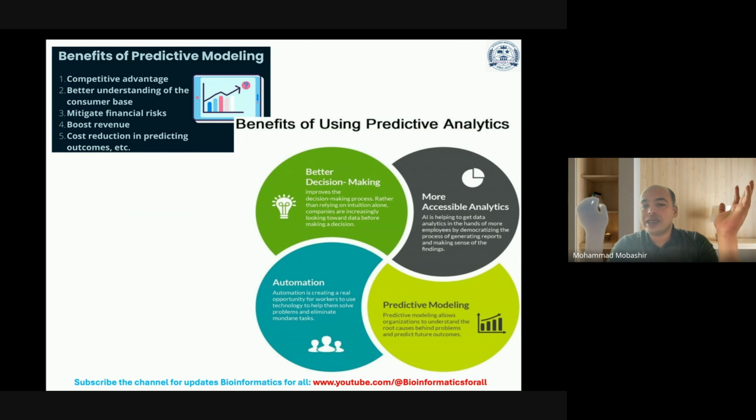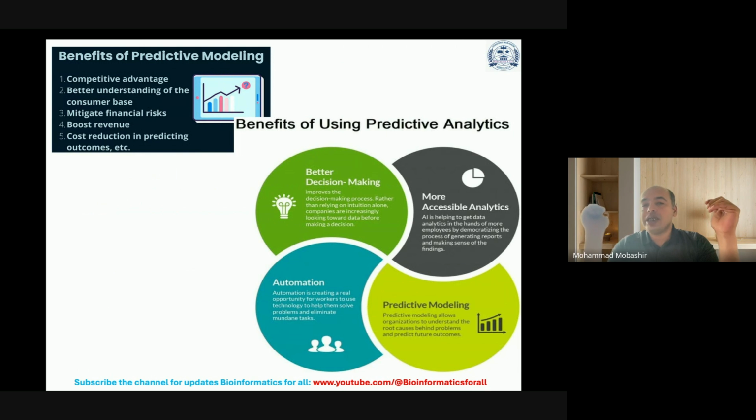Now, if you want to understand in a generalized perspective, then you can say predictive modeling allows organizations to understand the root causes behind problems and predict future outcomes. And more accessible analytics or AI is helping to get data analytics in the hands of more employees by democratizing the process of generating reports and making sense of the findings.